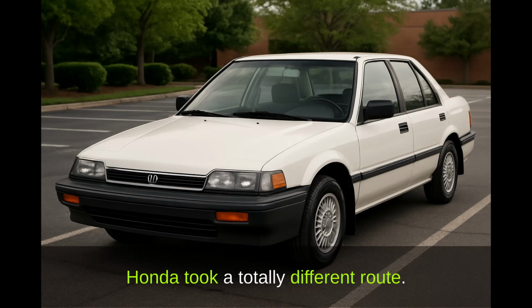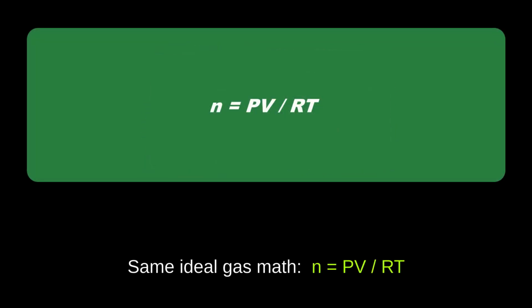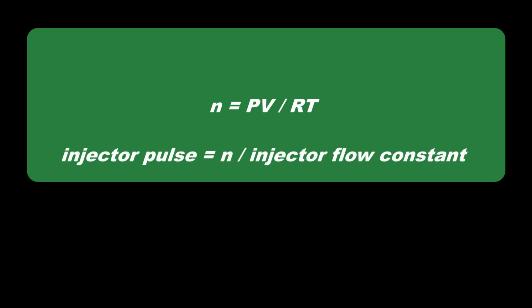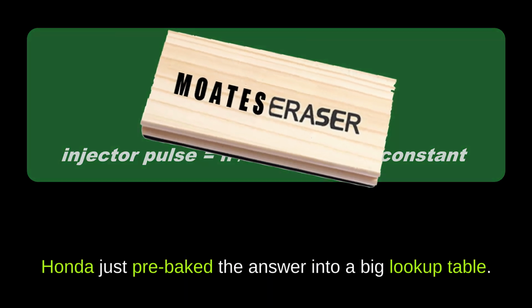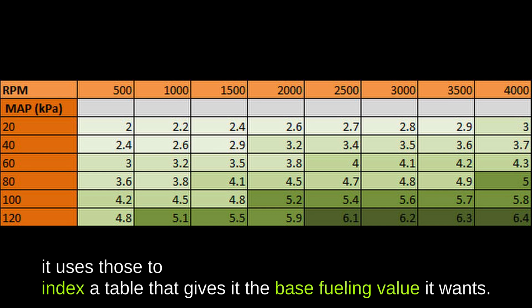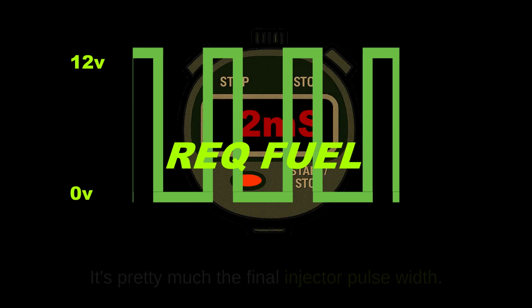Now what about Honda and the rec fuel? Honda took a totally different route. Same ideal gas math, n equals PV over RT, then injector pulse where we're solving for n over injector flow. But instead of solving that math on the fly, Honda just pre-baked the answer into a big lookup table. So when the ECU knows RPM and MAP, it uses those to index a table that gives it the base fueling value it wants. It's pretty much the final injector pulse width.